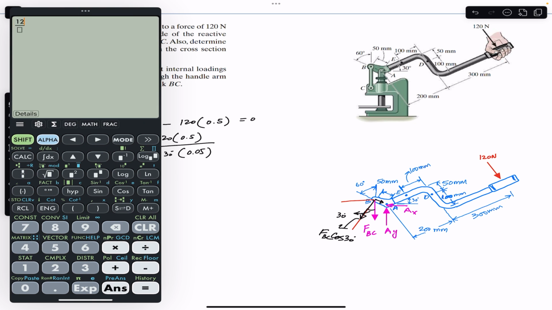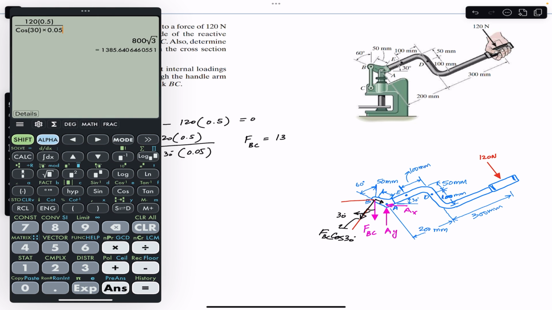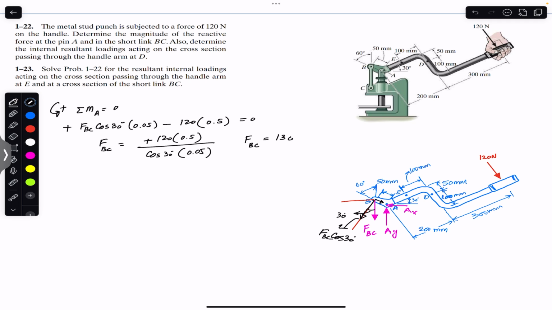So we can say that 120 into 0.5 divided by cos of 30 multiplied by 0.05. So FBC is equal to, we can say, 1386 Newton. So FBC is approximately equal to, let me write it up to 2 decimal places, 1385.64 Newton. Similarly, if we apply the sum of the forces in the y, that must be equal to 0.